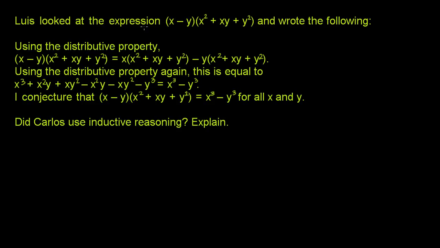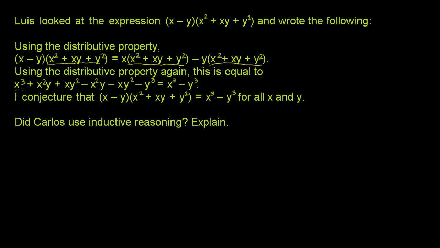Luis looked at the expression (x − y)(x² + xy + y²) and wrote the following. He said, using the distributive property, so he took x − y and I guess he distributed this expression onto the x and this expression onto the negative y. So that's why we have an x times this entire expression, minus y times this entire expression.